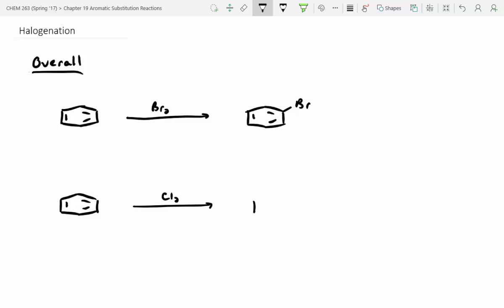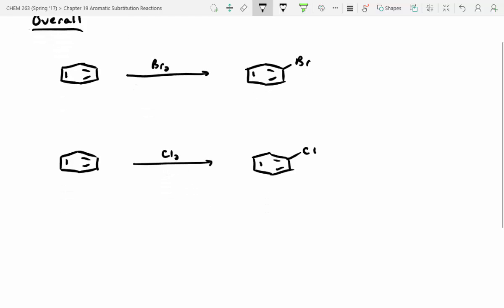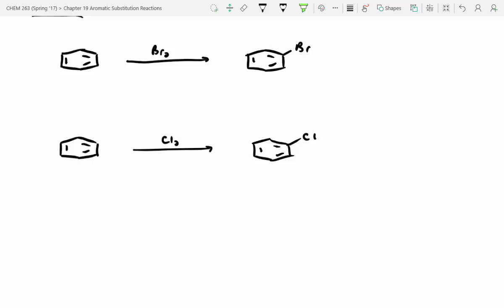I will say the chlorination reaction isn't really as common. Does anybody know why? It's a gas. It's hard to handle. Bromine's a liquid. It's a lot easier to work with. Okay, so I said with the bromination mechanism, it won't work with just Br2 itself.